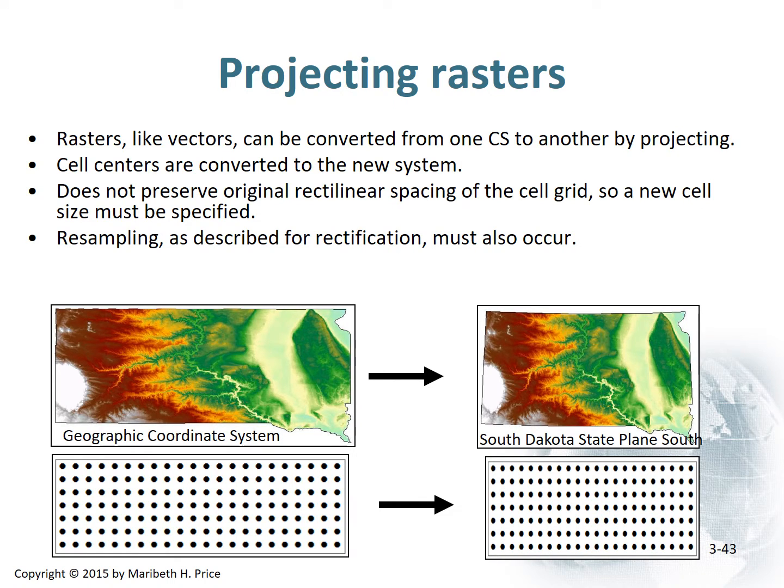Projecting rasters is a lot like projecting vectors from one coordinate system to another. By projecting it, cell centers are converted into a new system, so the spacing changes, and after that you just have to resample it if you're going to rectify it, and then everything looks great.